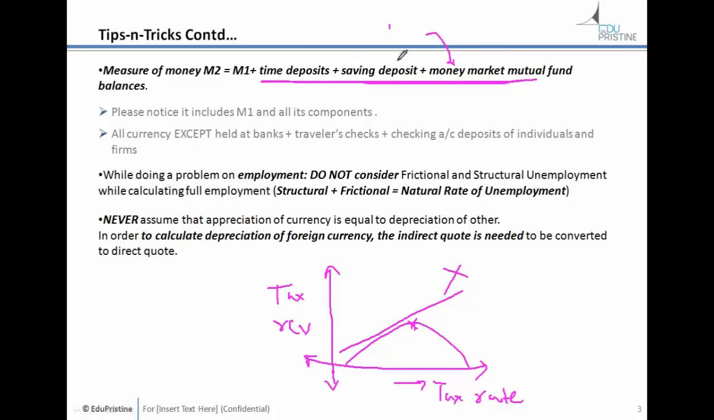However, this will be included when you are looking at M2. So one must have that clarity as to M1 does not include any kind of money which is held at banks, whereas M2 takes into account all the forms of money which are held at banks, including traveler's checks plus the checking account deposits of individuals.